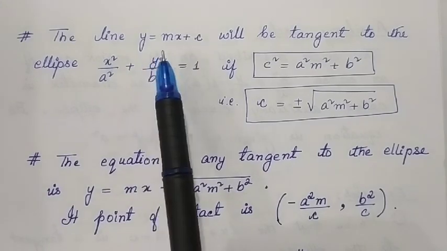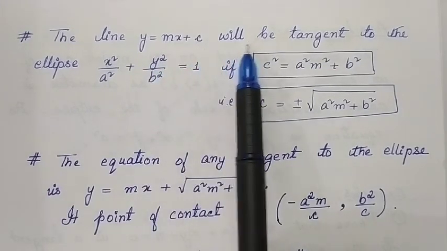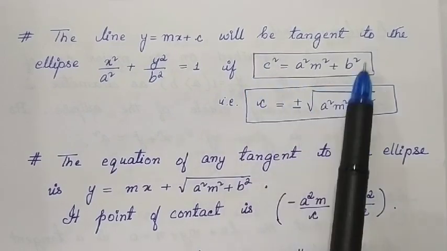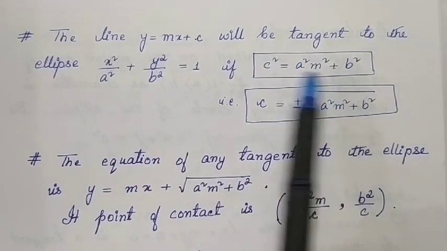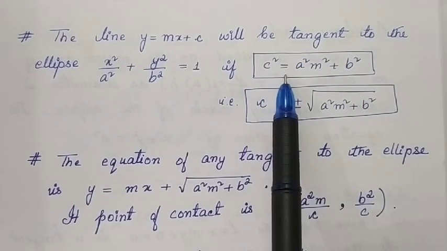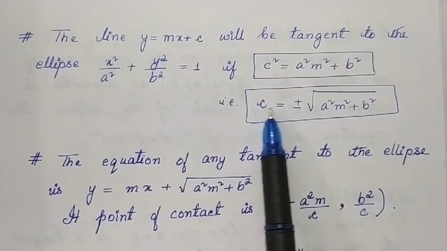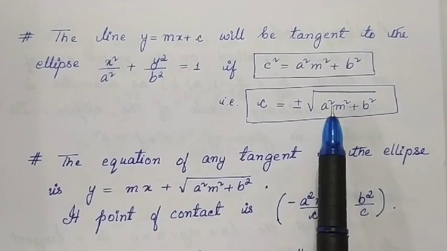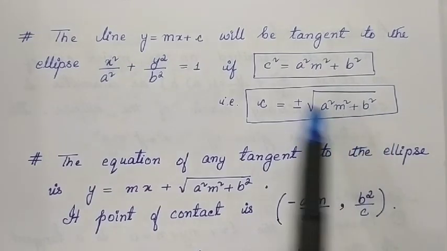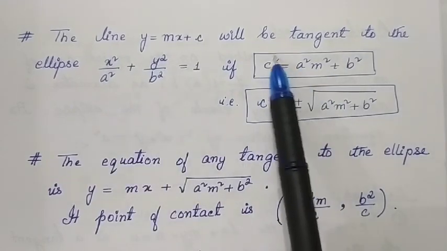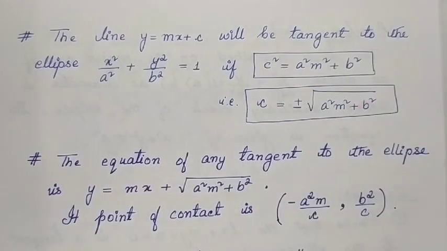Next, the line y = mx + c will be tangent to the ellipse whenever this condition is satisfied. The condition is c² = a²m² + b², or c = ±√(a²m² + b²). So this straight line will be a tangent to the ellipse when this condition is satisfied.